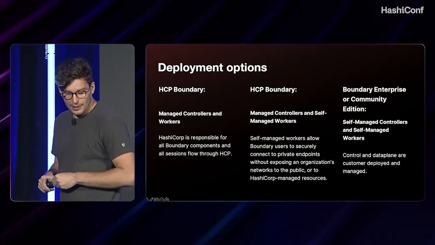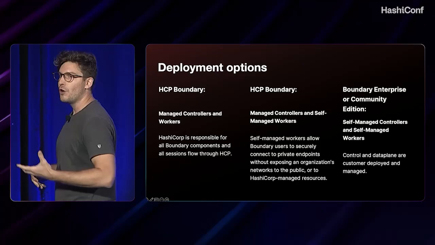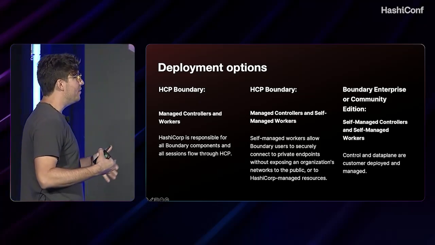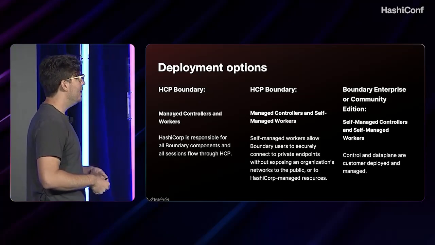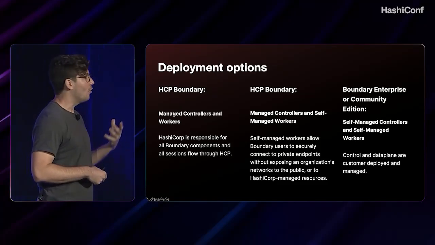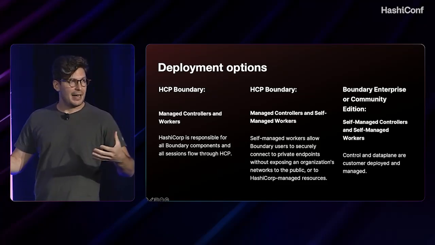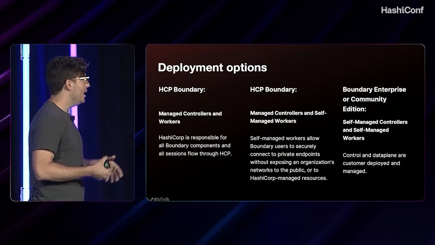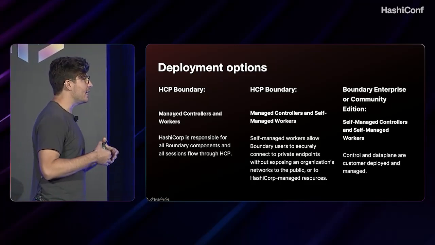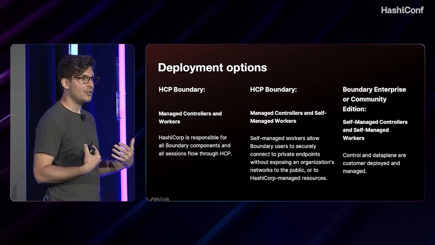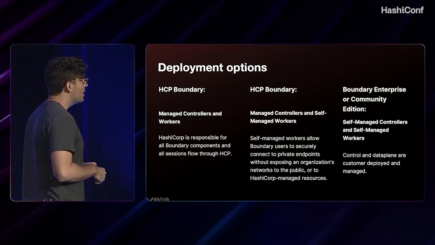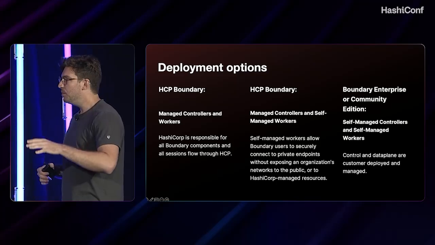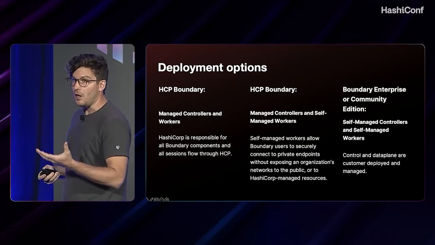But a lot of organizations need to have a lot more control over where their traffic is routed. And if you need to have your traffic routed through your infrastructure instead of managed or routed through Boundary itself, then you can manage what are called the workers for Boundary. You can still use HCP Boundary and have us manage the control plane for you, but then you can control the traffic yourself by managing your own workers so that you can securely access private endpoints without exposing your network to the public or to HashiCorp's network resources. And then you can also, of course, manage everything yourself using our Boundary Enterprise or Community editions. And this is where you control the data plane and the workers and manage them yourselves.